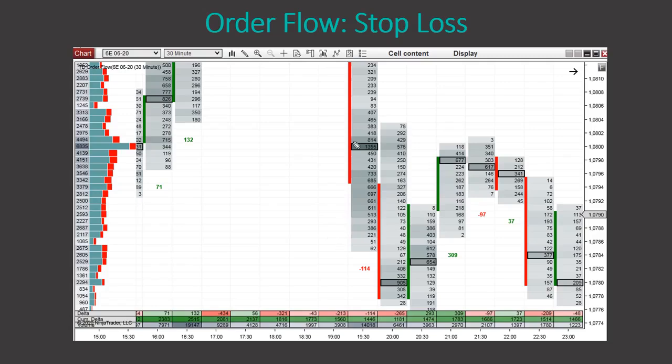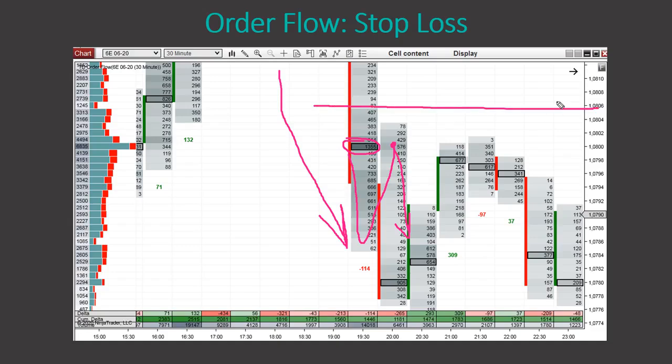Last example. This high volume node is a resistance created in a downtrend. This was pretty quick, pullback and short from there. And the ideal stop loss, a volume-based stop loss, would be in a low volume area. So it would be in here. It would be pretty tight.